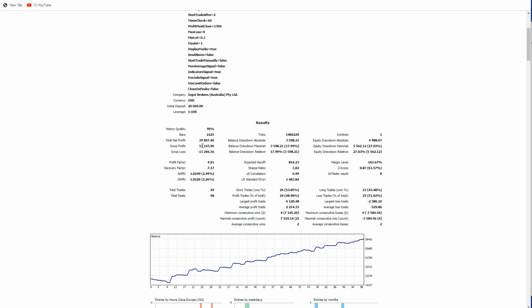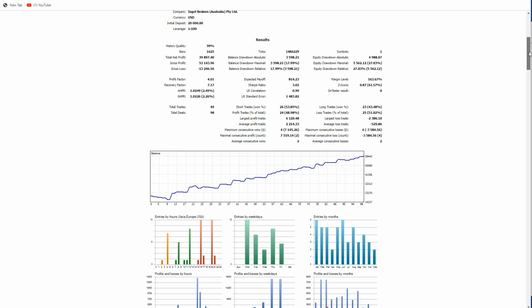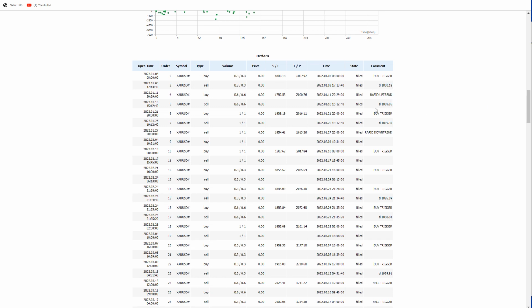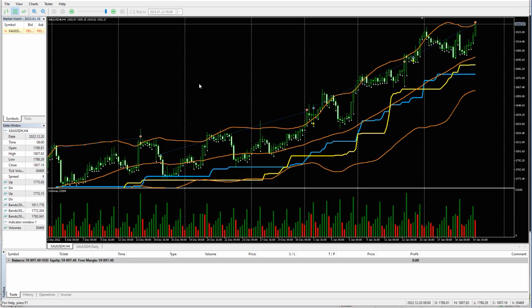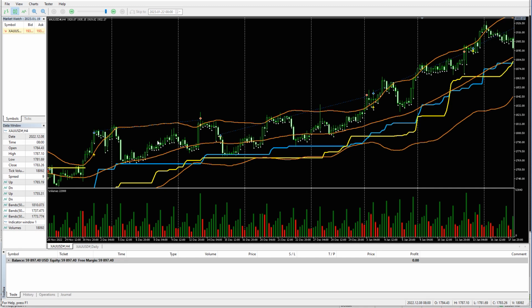You see the gross profit of 53,000 and total net profit of 39,000, and a Sharpe ratio of 3, pretty good. And this is all the comments: the buy trigger, rapid uptrend, stop loss by trigger, sell trigger, sell trigger. Again, nobody knows what's going on, but if you keep adjusting the robot during the whole year, it will give an even better result than this one, because this is only one adjustment and it played really perfectly for the whole year.